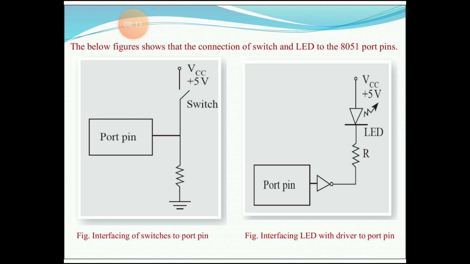Next, from the second diagram, the port pin carries either 1 or 0 depending upon the switch condition. When the port pin output is 1, it is inverted by the inverter and applied to the LED. Now the LED becomes forward biased and it will illuminate for a port pin output of 1. When the port pin output is 0 and inverted by the inverter, it becomes logic 1. Now the LED becomes reverse biased and it will not emit light for a port pin output of 0.